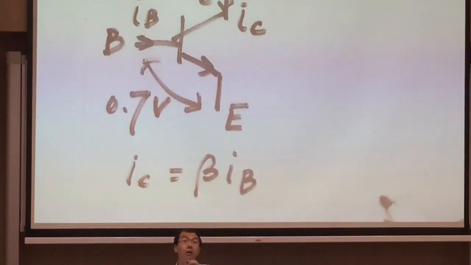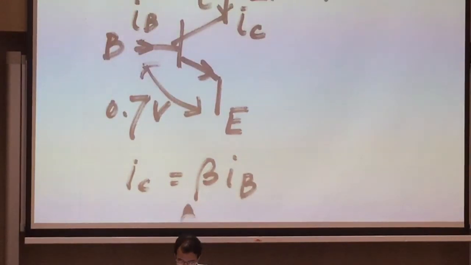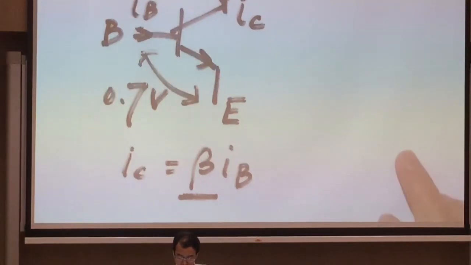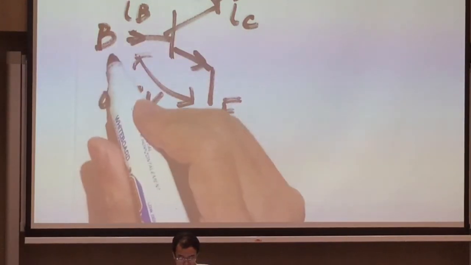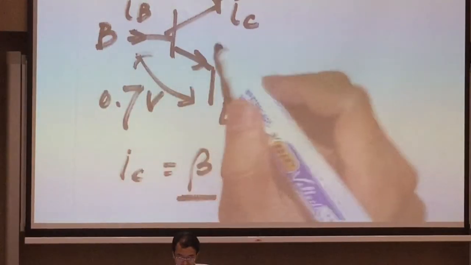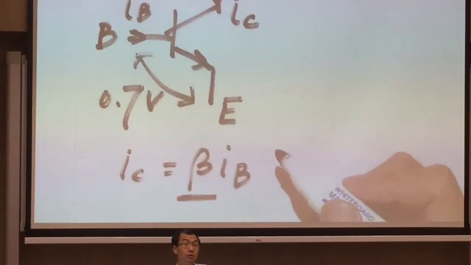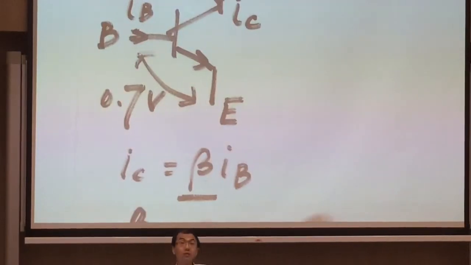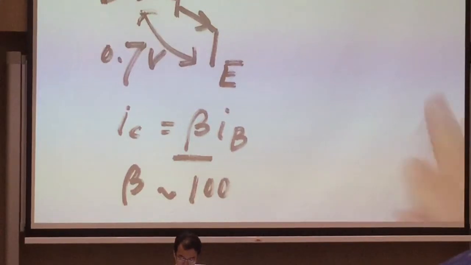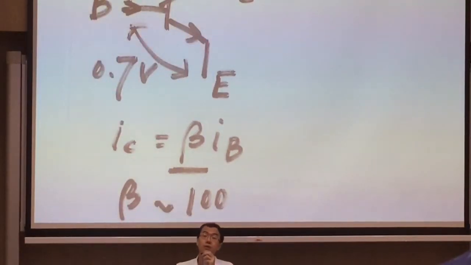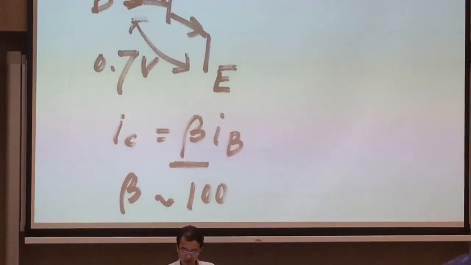Okay. So if you check any data sheet, you will see the value for the beta. So beta actually is the current amplification. Basically, the current from the base will be amplified by this bipolar transistor. So beta is in the range of about 100 for typical NPN transistors. Okay, so this is the basic idea.